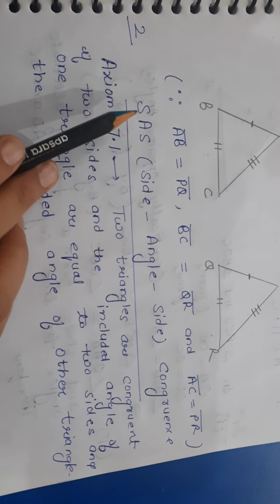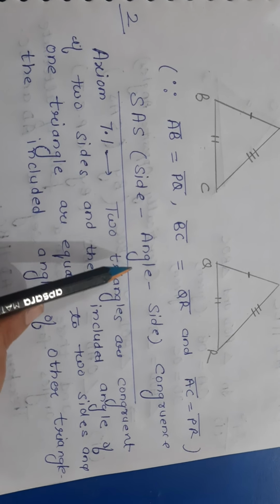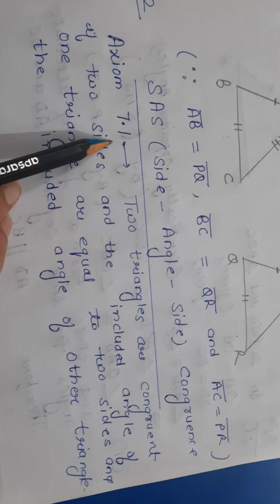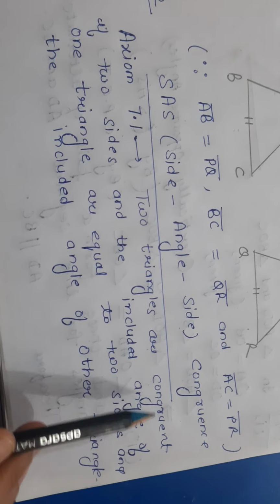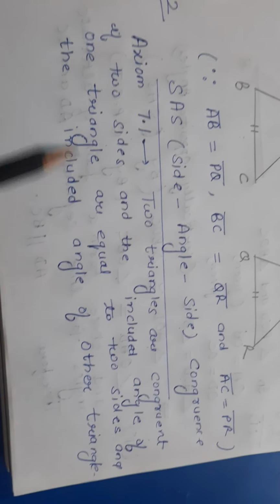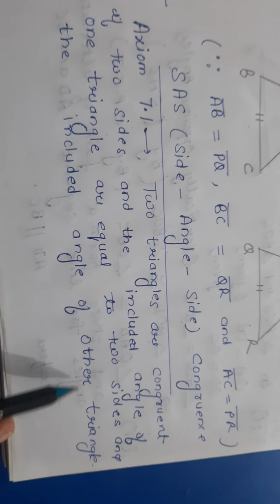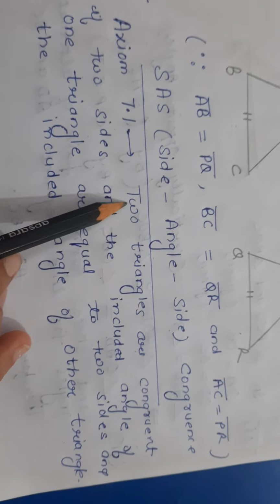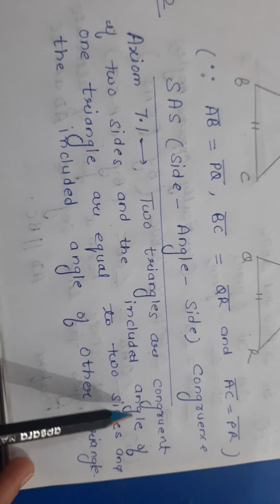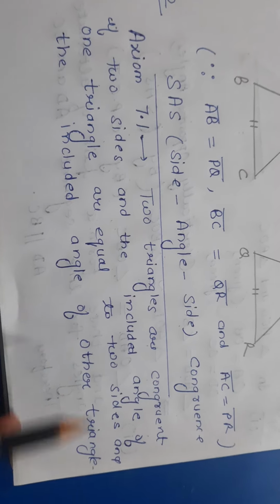The second criteria is side angle side, SAS congruency. The axiom is 7.1 in your NCERT book. Two triangles are congruent if two sides and the included angle of one triangle are equal to the two sides and the included angle of the other triangle.